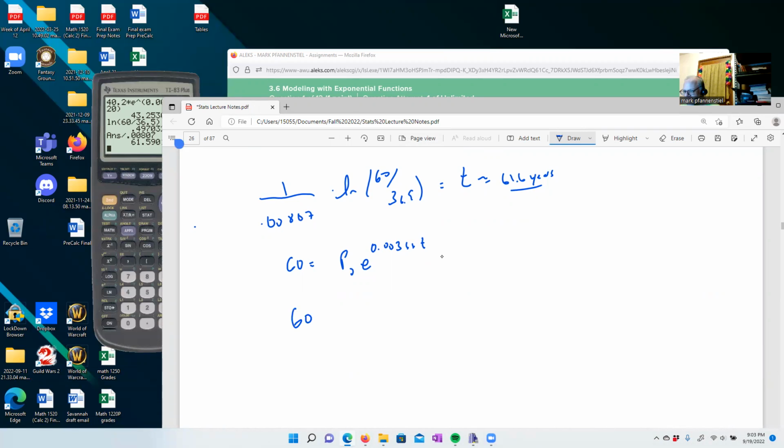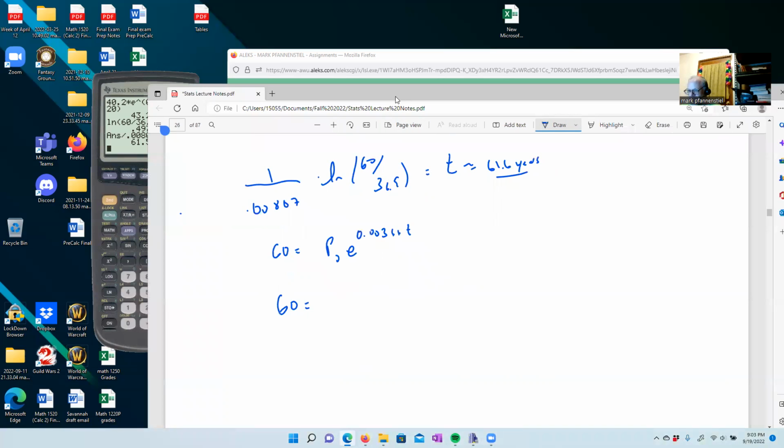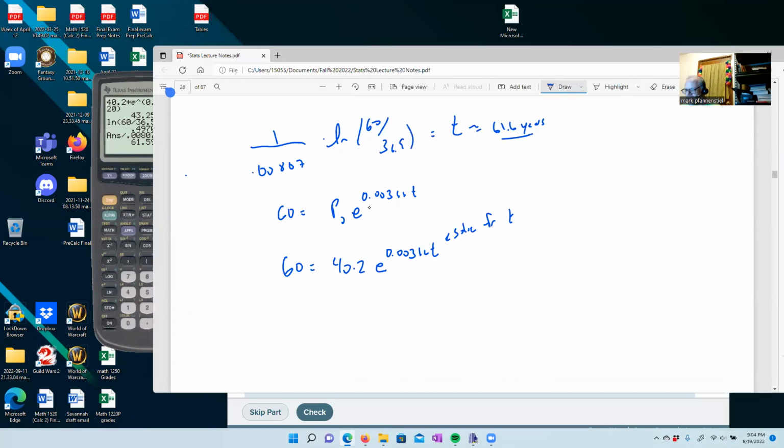So we have 60 million equals, how many people did we start with? We started with 40.2 million, our value in 2000. So we have 40.2 e to the 0.00366t. We're solving for t. So what we're going to do is divide both sides by our populations here. So we're going to divide by 40.2, divide by 40.2.